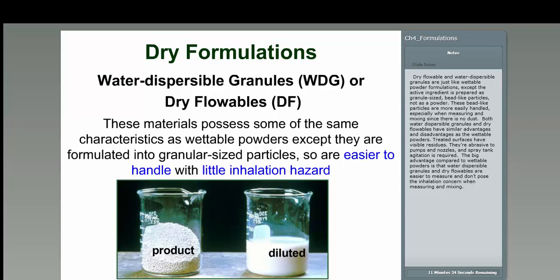Treated surfaces have visible residues. They're abrasive to pumps and nozzles, and spray tank agitation is required. The big advantage compared to wettable powders is that water dispersible granules and dry flowables are easier to measure and don't pose the inhalation concern when measuring and mixing.